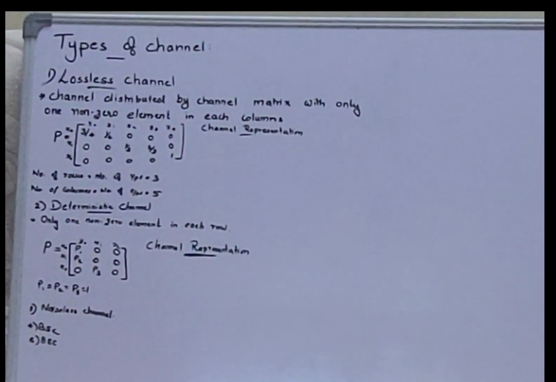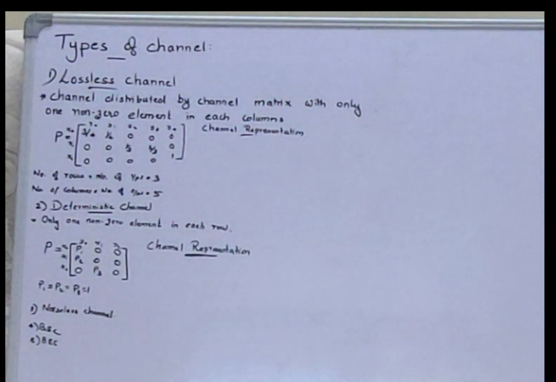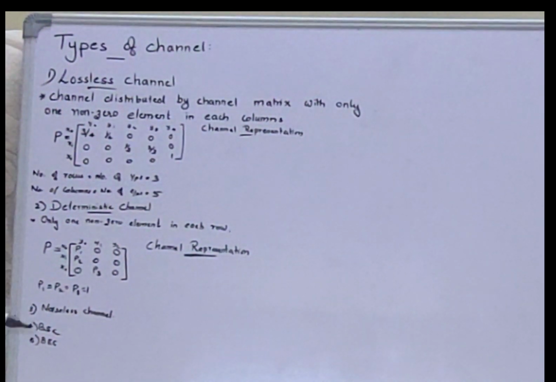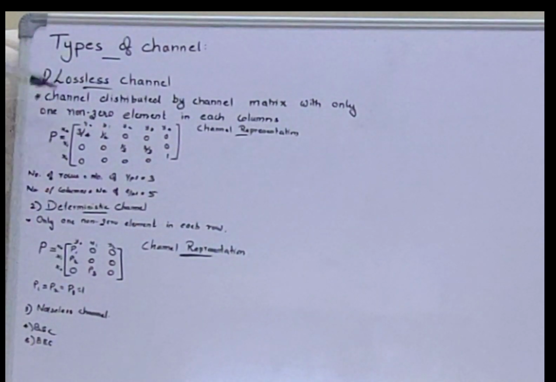Today we are discussing different types of channel. Mainly there are 5 types of channel, that is lossless channel, deterministic channel, noiseless channel, binary symmetric channel and binary erasure channel. Okay, first we are going to see the first channel, that is lossless channel.